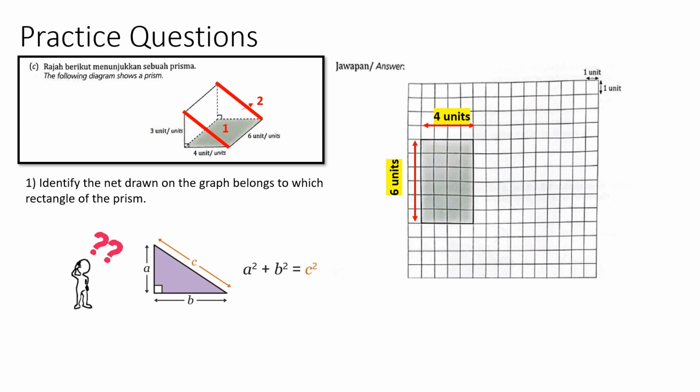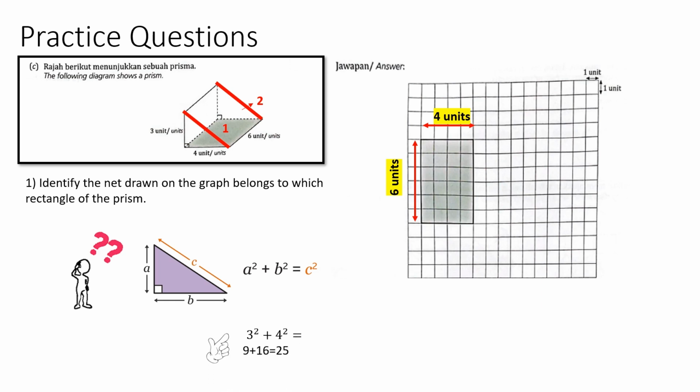We use the Pythagoras theorem. Okay, why can we use the Pythagoras theorem? Because we have a right angle triangle over here at both sides and they already give the values of A and B for the triangle. We now need to find the value of C. The value of C is actually equal to the length of our rectangle over here.